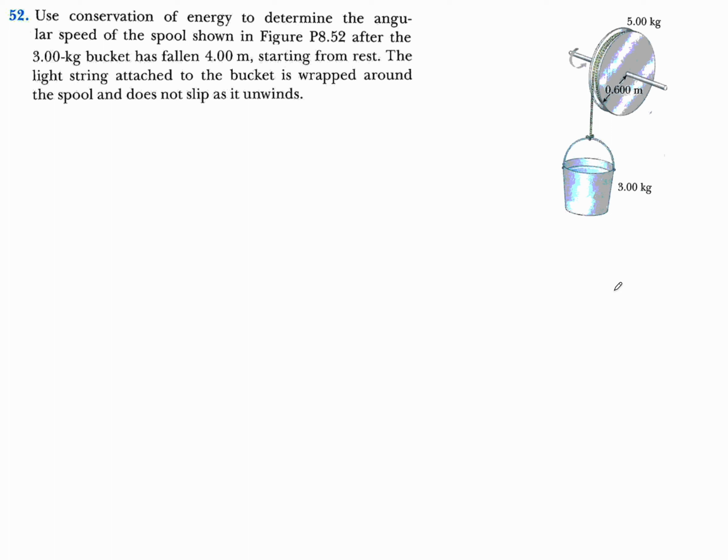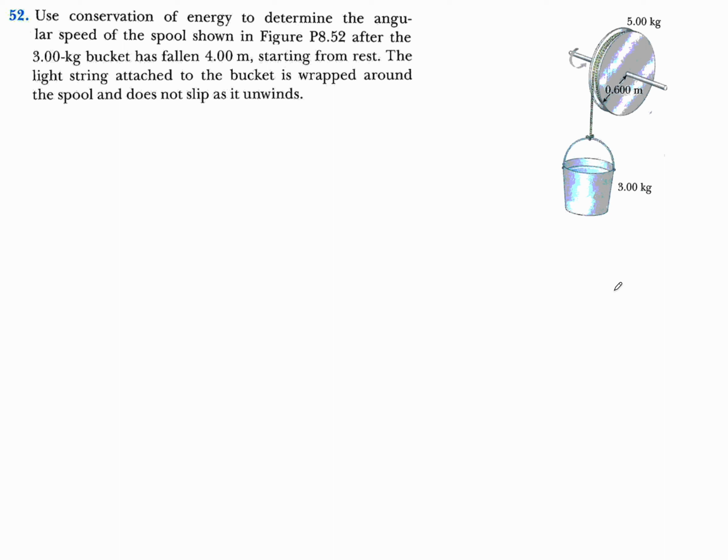So for number 52, we're going to use the conservation of energy to determine the angular speed of the spool, shown in the figure, after the 3 kilogram bucket has fallen 4 meters, starting from rest. The light string is attached to the bucket, is wrapped around the spool, and does not slip as it unwinds. Turns out energy is a little faster way of solving some of these problems, if you know the exact distance.